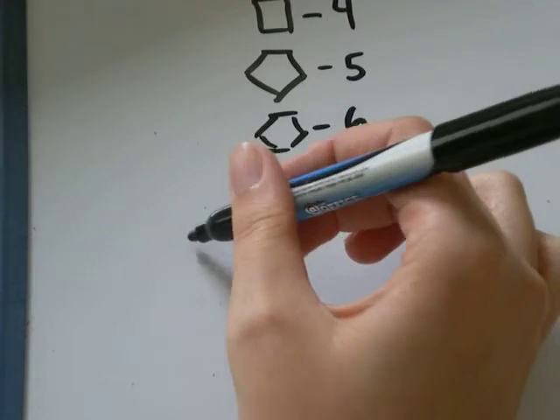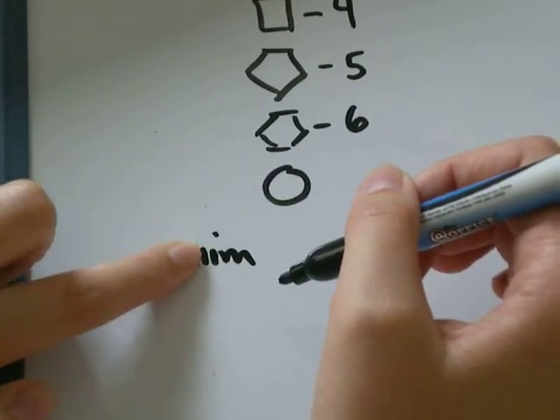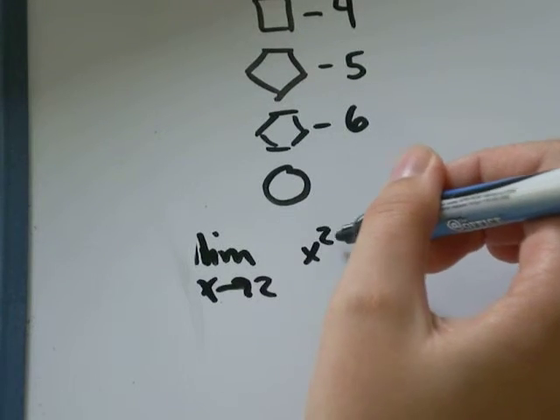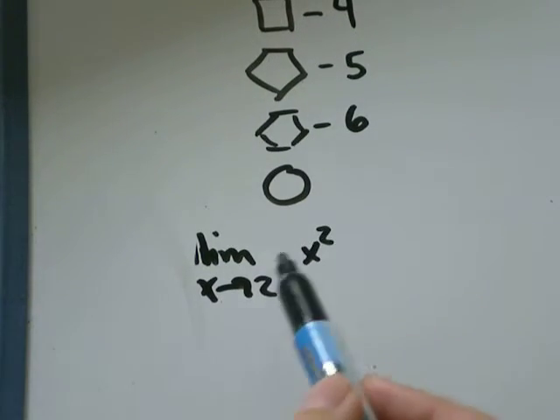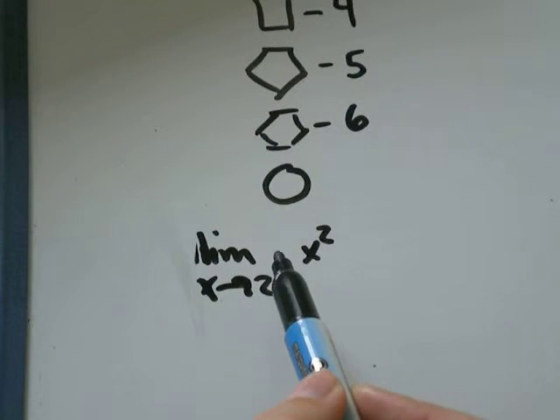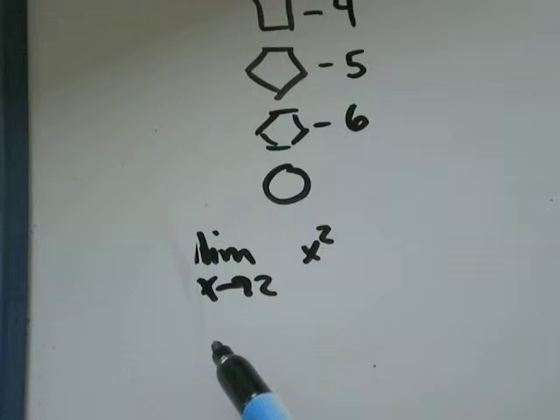So let's say we have the limit as x approaches 2 of x squared. X approaching 2 is just like our shapes approaching having infinitely many sides. X does not equal 2. It's maybe 1.99999. It's very close to 2. So, for all intents and purposes, we can actually think that it's equal to 2, even though it's not.